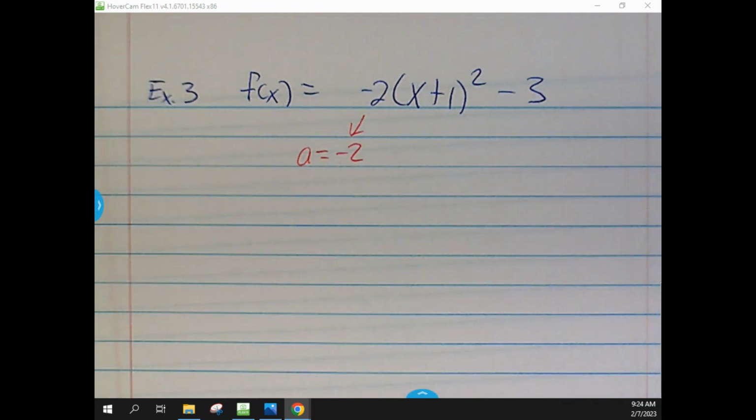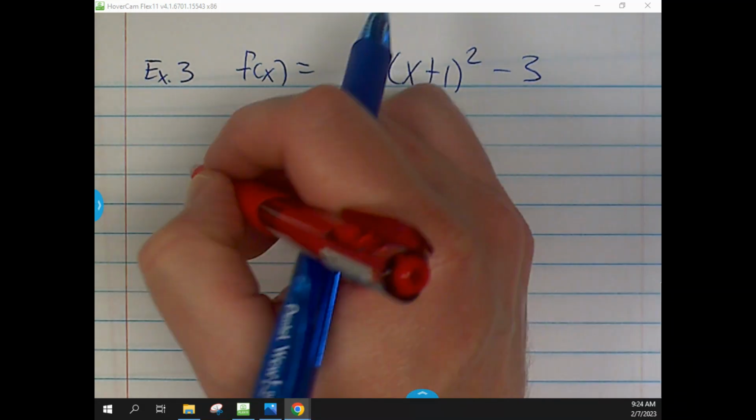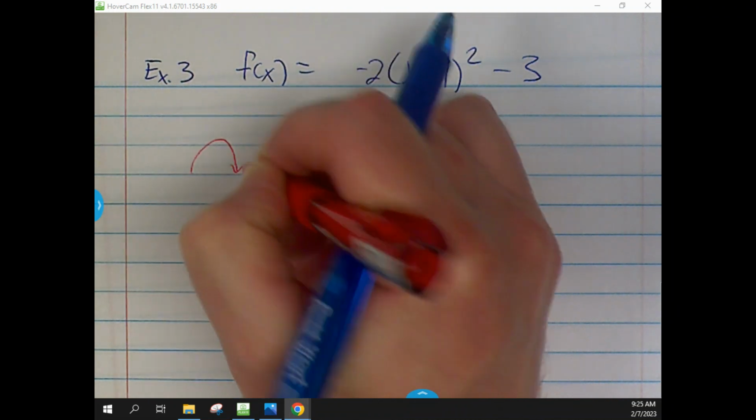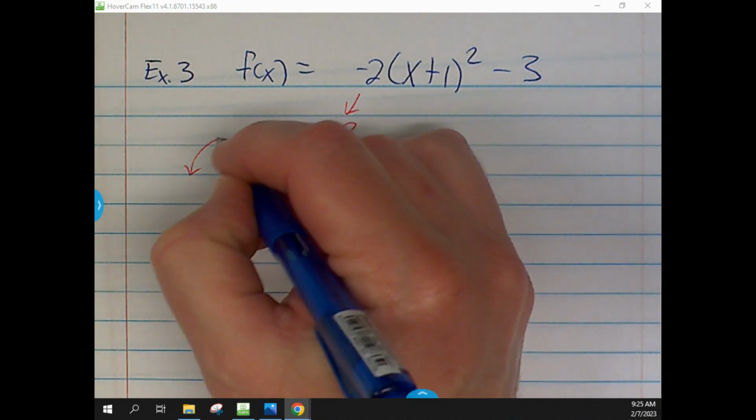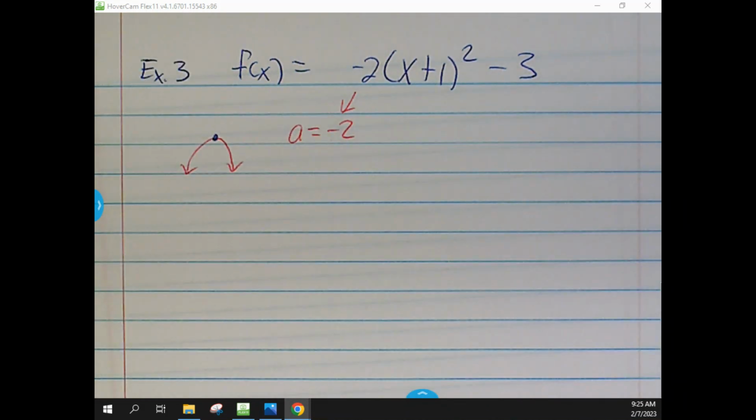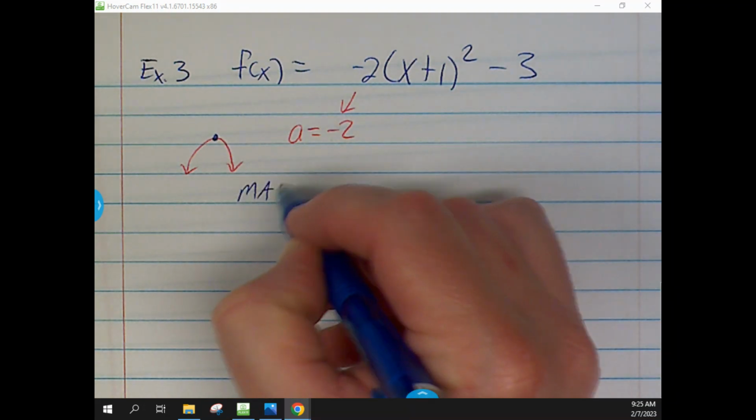Okay. Again, we'll take it kind of one little piece before we even worry about the vertex. We're going to worry about the a value. A value is -2. If the a value is -2, we know the graph has to point down because it's got to go towards the negative. So it's going to go this way, which means the vertex would be at the top, which means that's going to be a maximum point.